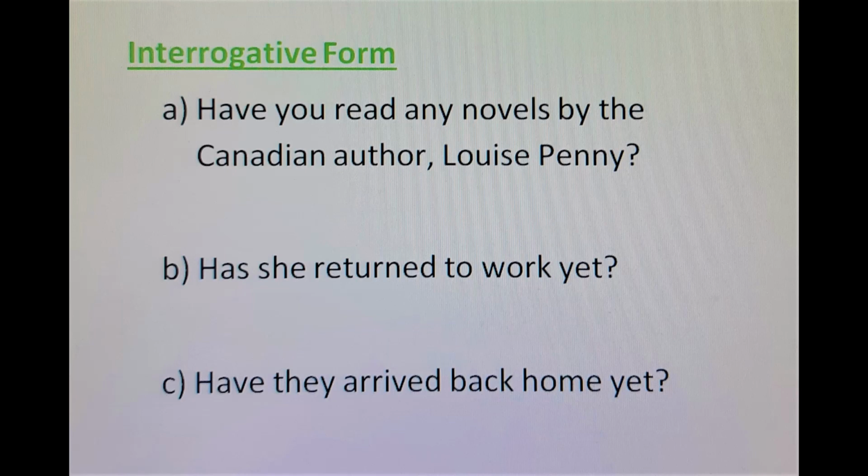Oftentimes in questions of this nature, the adverb yet is used. So don't be surprised to see that. Sometimes you have the word already also used. All right. These are the examples.